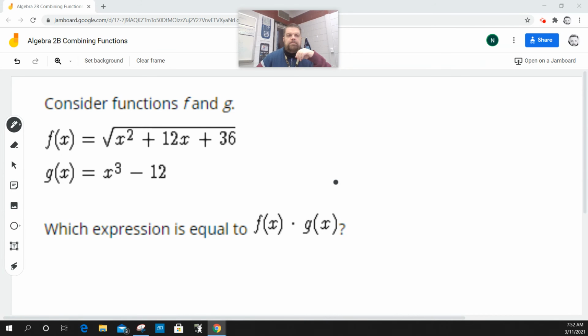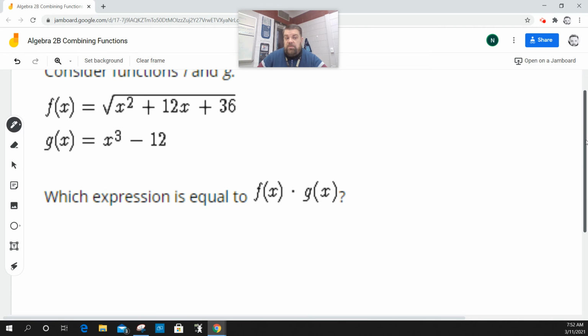So for this one, it says we have two functions. We have f of x, which is the square root of x squared plus 12x plus 36, times the quantity g of x, which is x cubed minus 12. Now, before I get started, basically I'm just going to take f of x and multiply it by g of x. But one thing that I noticed is we have a perfect square.